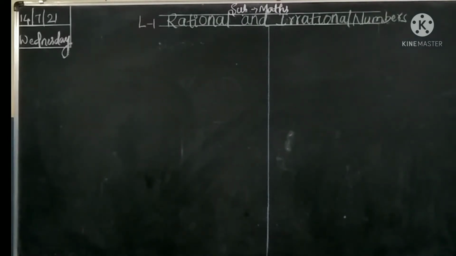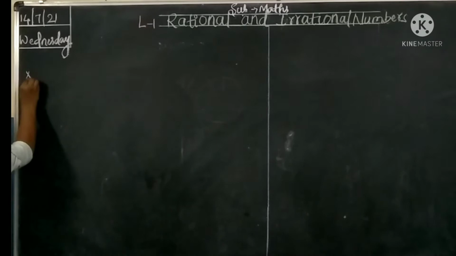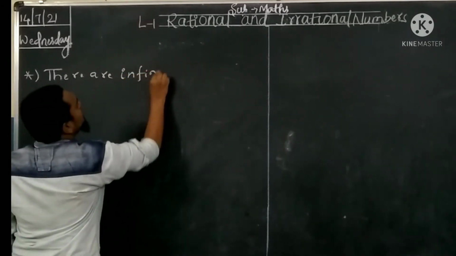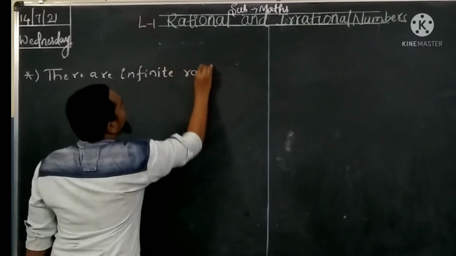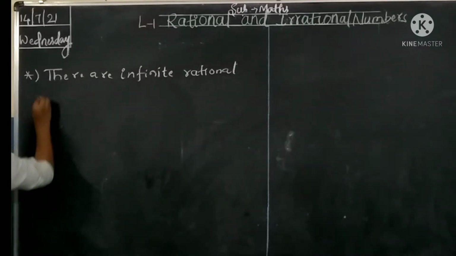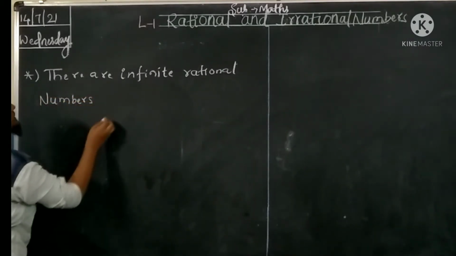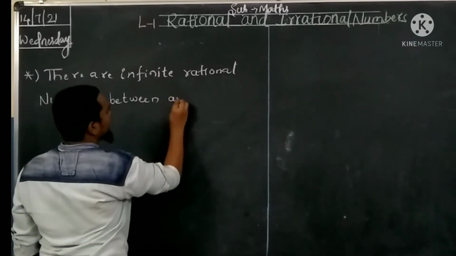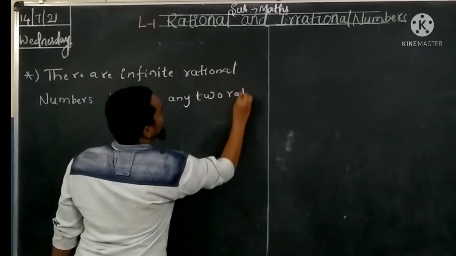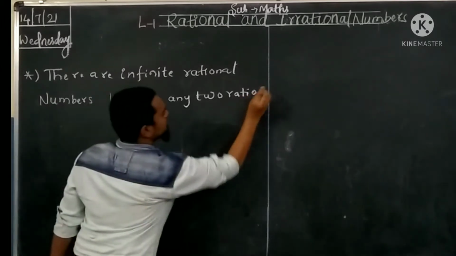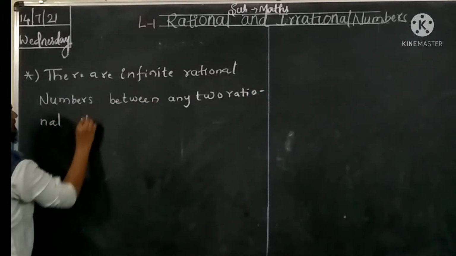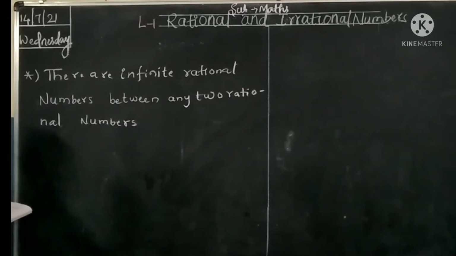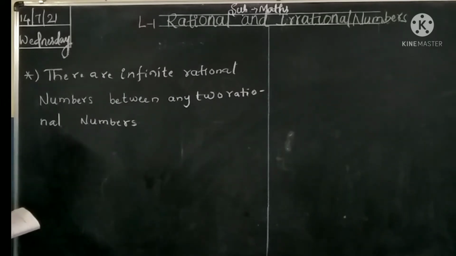There are infinite rational numbers between any two rational numbers.